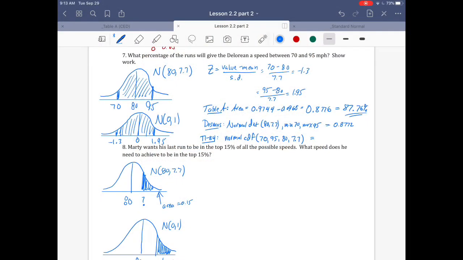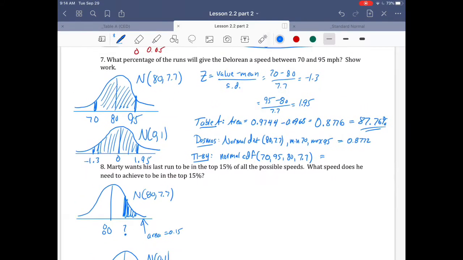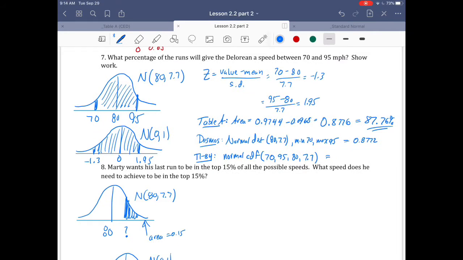Okay, so now that you've seen some calculator input, TI-84 input, and had a chance to work through numbers 7 and 8, let's debrief on that a little bit. What percentage will be between 70 and 95? So here's your lower and your upper, your notation, your z-scores for 70 and for 95, because we're going to pull values off of table A.